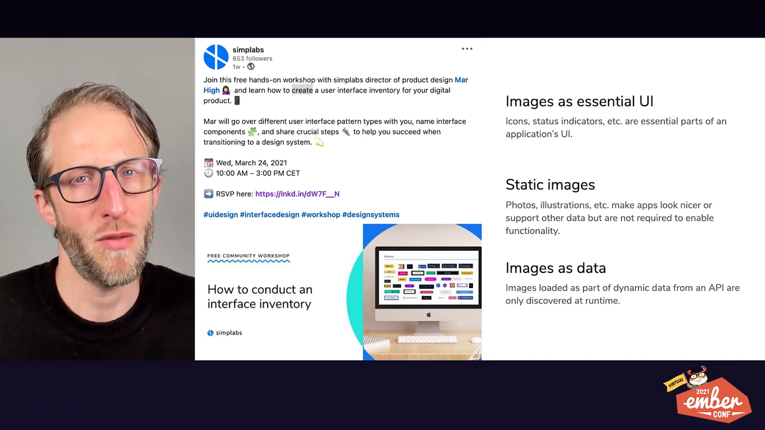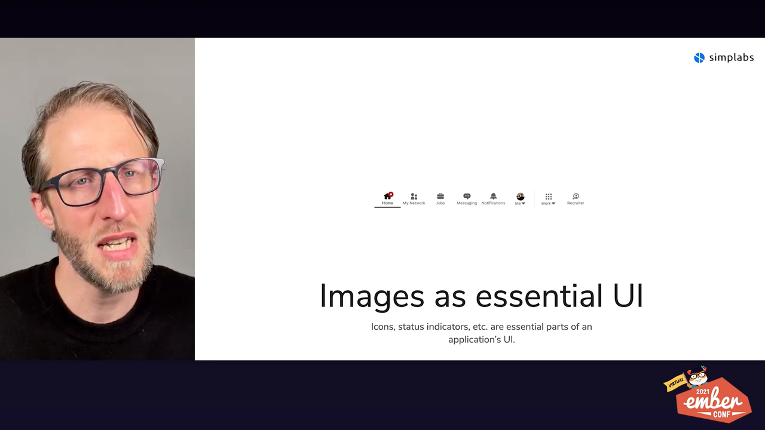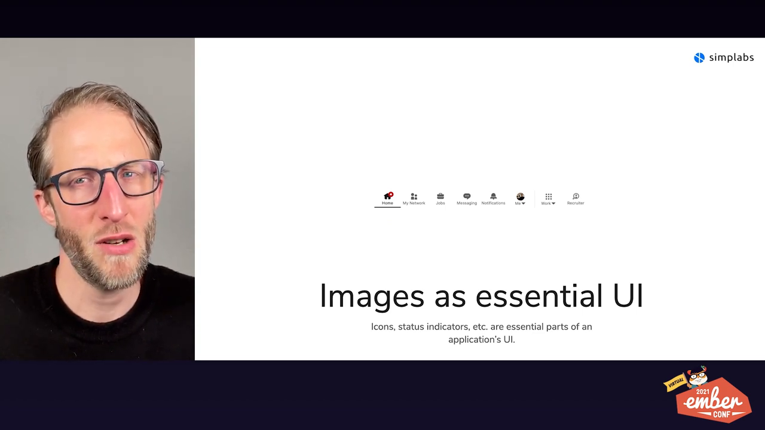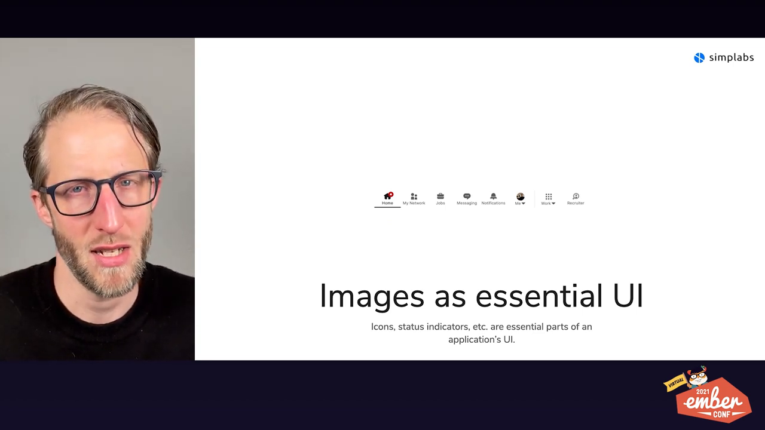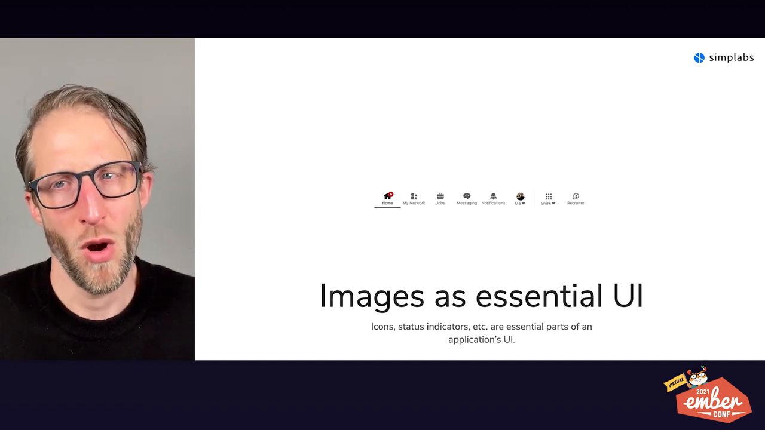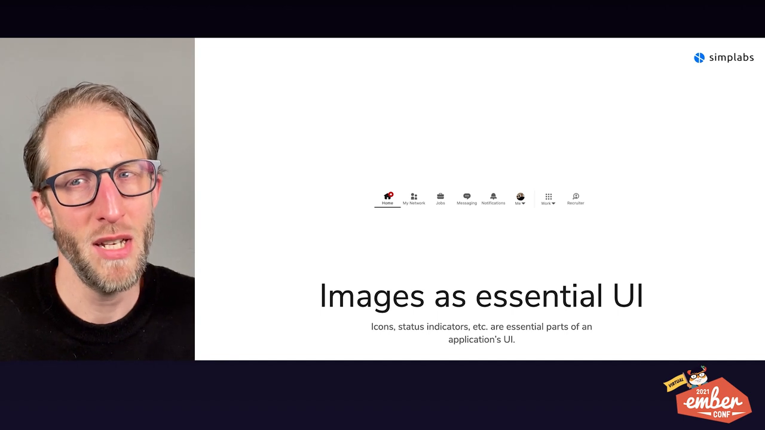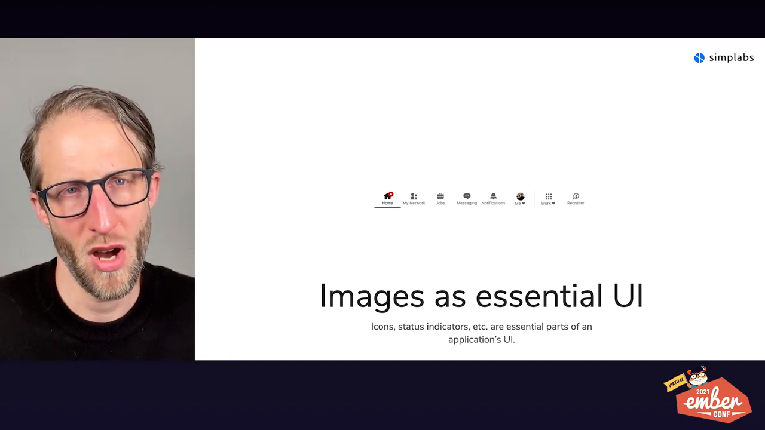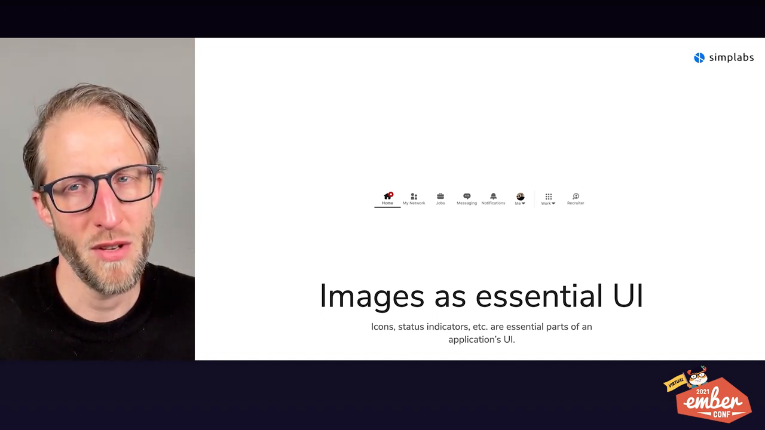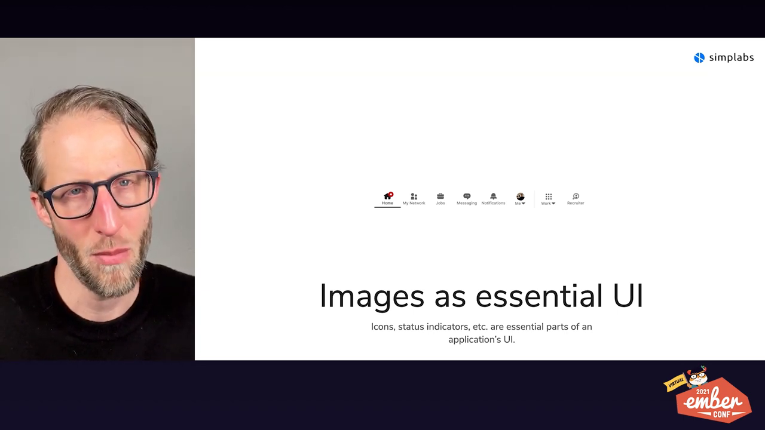So let's look at each one of these in more detail, starting with the first category, images used as an essential part of the UI. These are typically icons, as I said, or some kinds of status indicators. And icons are used everywhere on websites and web apps alike. They add additional meaning to otherwise purely textual UI elements, or sometimes even the only way we assign meaning to elements, like with a classic hamburger menu icon.